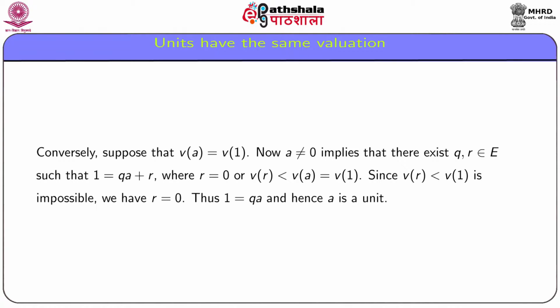For the converse, assume that a is a non-zero element and valuation of a is equal to the valuation of 1. We are to show that a must be a unit, that is, there is some q such that 1 equal to q a. Since a is non-zero, by the first axiom of the definition, we have two elements q and r in E such that 1 is equal to q a plus r, where r equal to 0 or v r is less than v a. Since we have assumed v a equal to v 1, it follows that v r is strictly less than v 1, but it is impossible since always v r is greater than or equal to v 1. This contradiction arises because we have assumed r to be non-zero. So, we must have r equal to 0, and thus 1 becomes equal to q into a, and hence a is a unit.